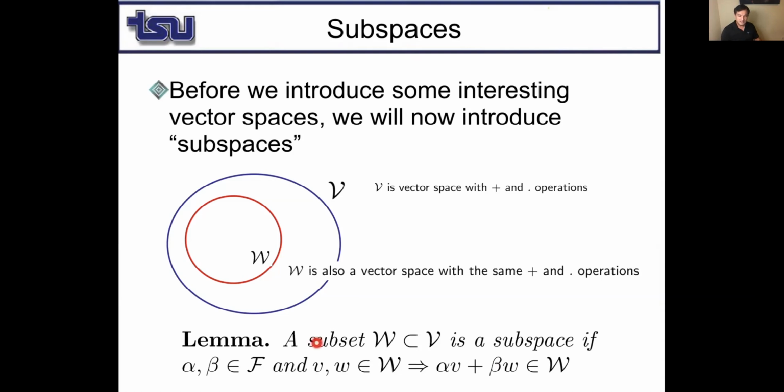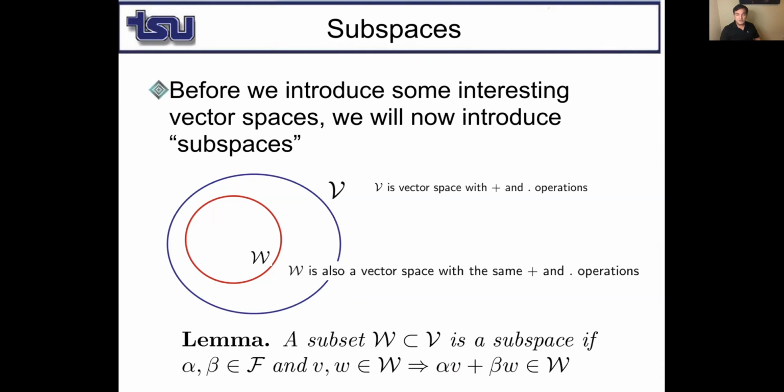In other words, a subset W of V is a subspace if for any alpha and beta and for any v and w in W, the linear combination of v and w with alpha and beta is in W. Again, I repeat, pick any two elements from W, pick any two scalars and find the linear combination. If that linear combination is in W, then W is a subspace.